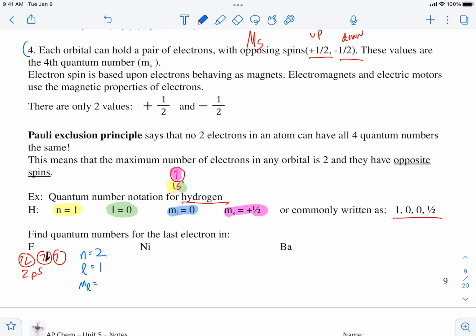Which orbital orientation are we in? The 0, the middle. The middle is 0, right? Because this is 0, this would be +1, this would be -1. So this is 0. Magnetic spin: is the electron we're talking about facing up or down? Down. -1/2.